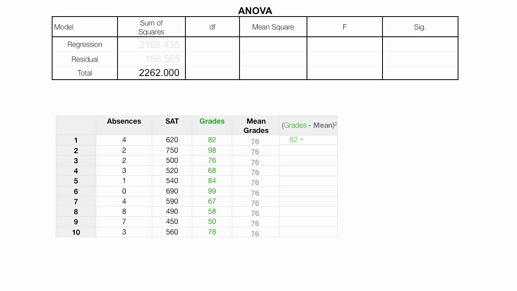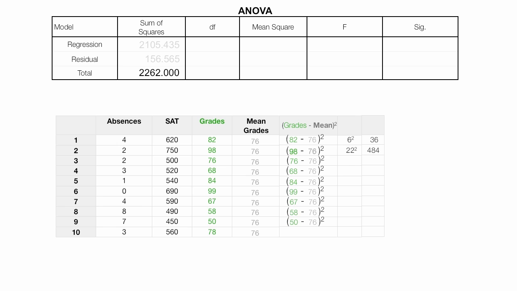I take 82, the grades, minus the mean grades, which is 76. I'm going to square this. And let me show you. So 82 minus 76 is 6. So 6 squared is 36. I'll just do this one more time. So I take 98 minus 76. I square it, which is 22 squared, which is 484. I'm rounding also. And then I'm going to add up all these values. I'm going to sum them all up. And that's going to be my total sum of squares.